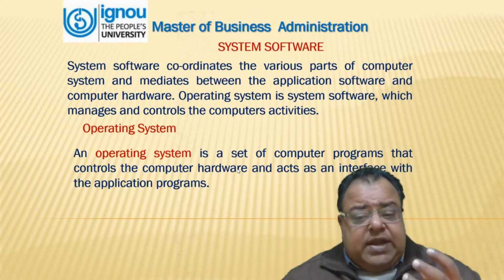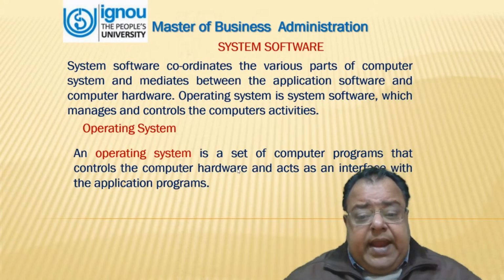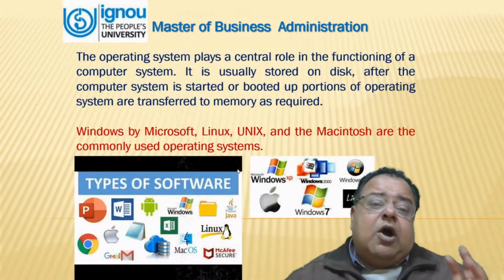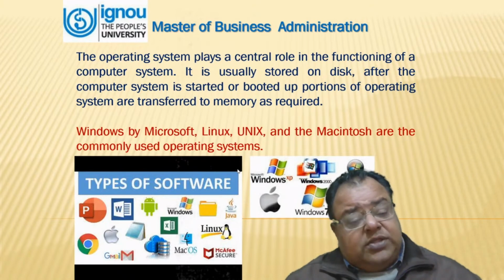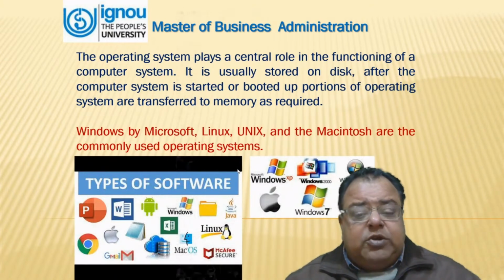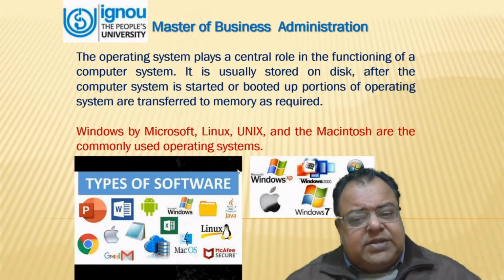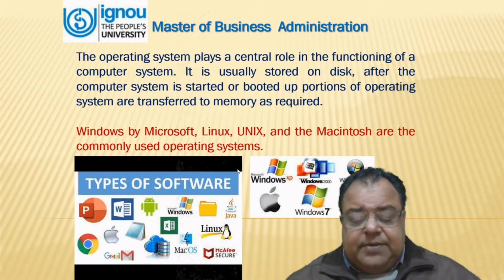Operating system is a set of computer programs that controls the computer hardware and acts as an interface with the application programs. The operating system plays a central role in the functioning of a computer system. It is usually stored on the disk and loaded after the computer system is started or booted up. Portions of the operating system are transferred to memory as required. Windows by Microsoft, Unix, and the Macintosh are the commonly used operating systems.